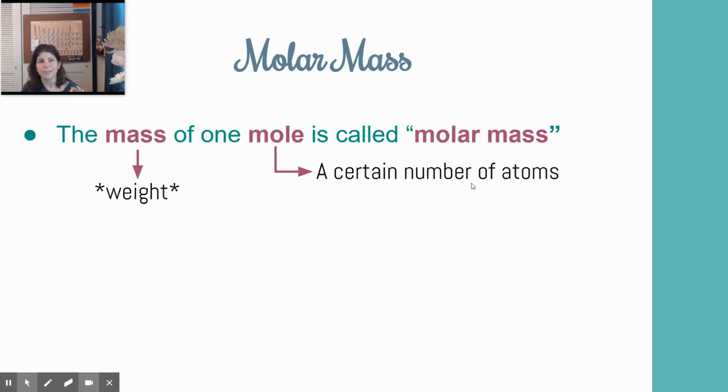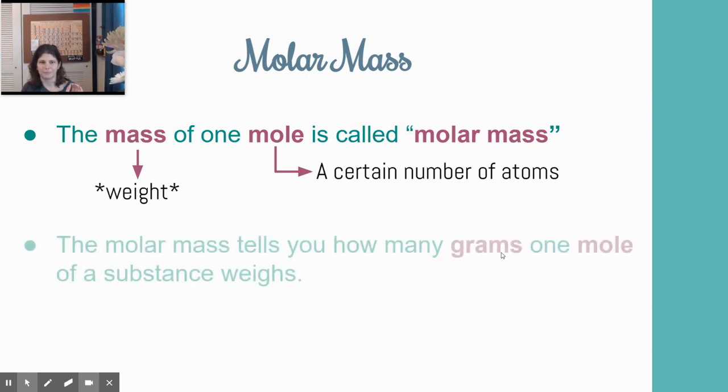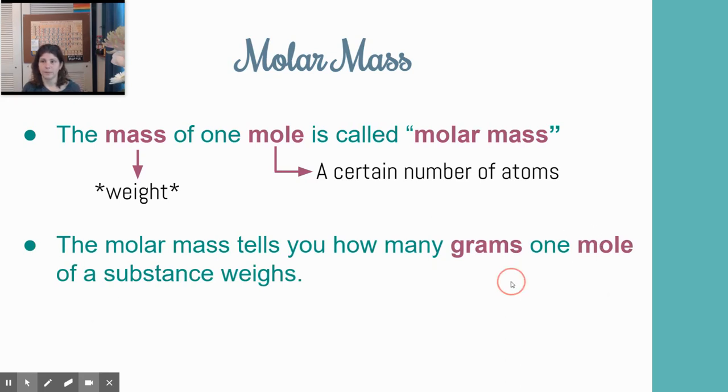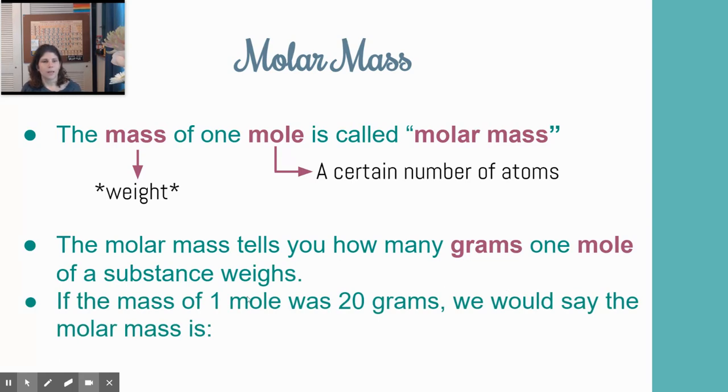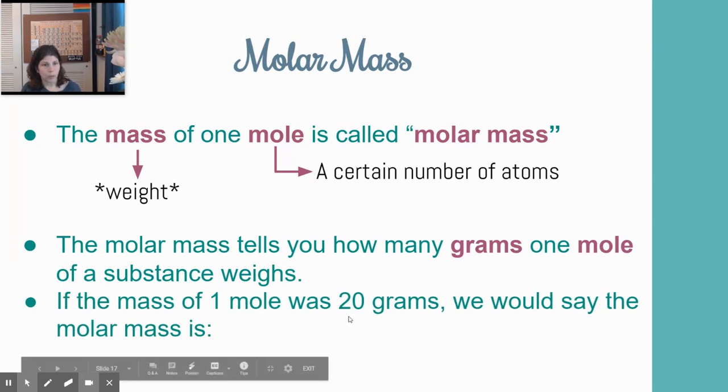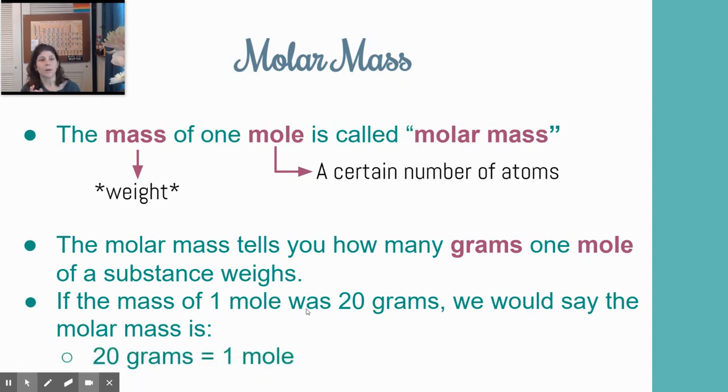It's not 12. It's 602 sextillion. So the molar mass is going to tell you how many grams 1 mole of a substance weighs. So if you found that 1 mole weighed 20 grams, or 1 dozen, say, weighed 20 grams, then we would say the molar mass, 20 grams, is 1 mole. So if you had 1 mole of something, it would weigh 20 grams, which is super handy for scientists when we're trying to talk about calculations and reactions.